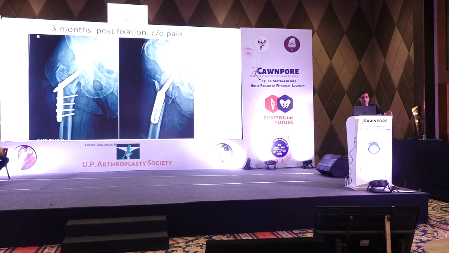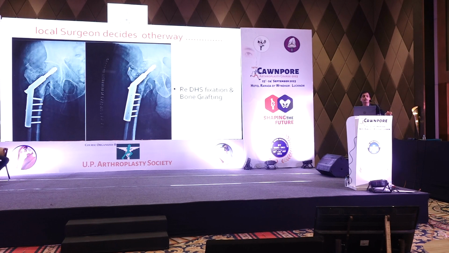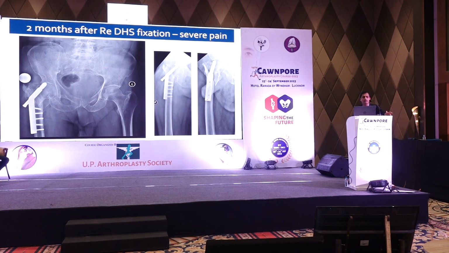One more quick example, 3 months post fixation, DHS, unstable trochanteric fracture, again a DHS, wrong implant. It should have been an interlock distal PF and nail, but still the surgeon has used a DHS fixation. Patient complaining of pain. The surgeon revised it with a DHS and bone grafting. Again the wrong choice. So re-DHS fixation and bone grafting again failed, 2 months after re-DHS fixation.